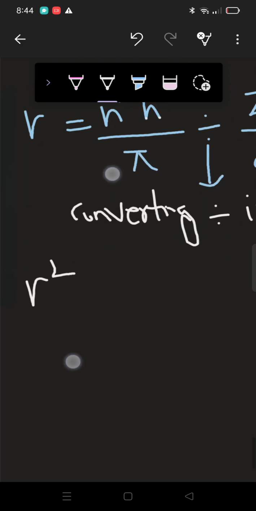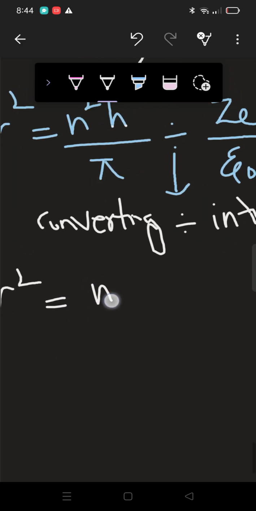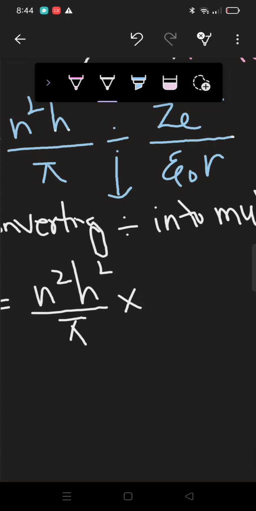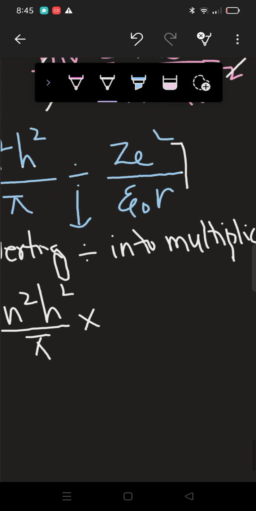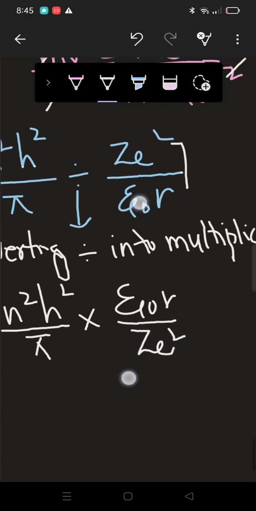R square is equal to n square h square upon pi, multiplied by... Now we have converted this division sign into multiplication, which means there will be a reciprocal of this value. So we need to take the reciprocal, which means epsilon naught r upon z square.